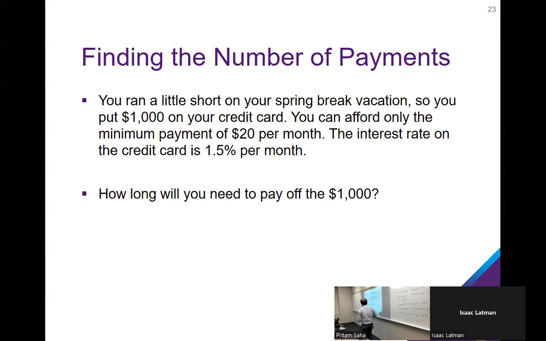So let's say you ran a little short on a spring break vacation, and this is the loan you created on the credit card. And this much you want to pay per month. The interest rate on the credit card is 1.5% per month. The easy way is the financial calculator, right? We need to calculate how long, which is N, okay?